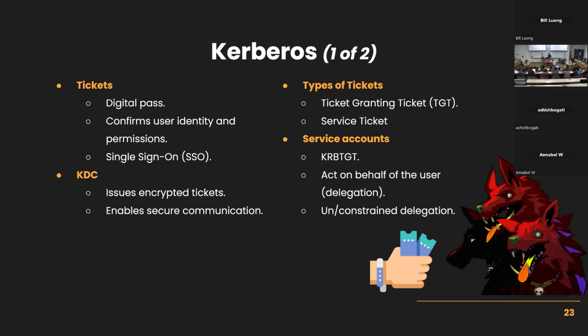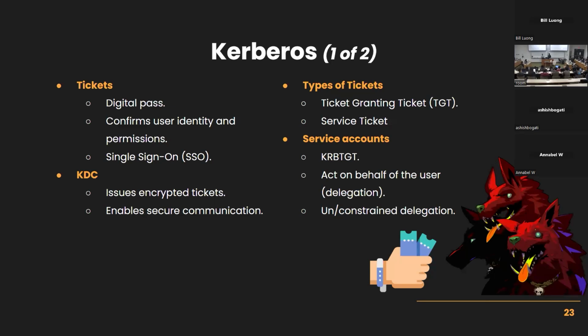There are two types of tickets, the ticket granting ticket, or TGT, and the service ticket, also known as TGS. And there are also service accounts. What distributes these tickets is the KRBTGT, which is found in the KDC. Bear with me, I know it's a little confusing, but we have a diagram that goes through this step by step. Service accounts typically act on behalf of the user, and this is also known as delegation.